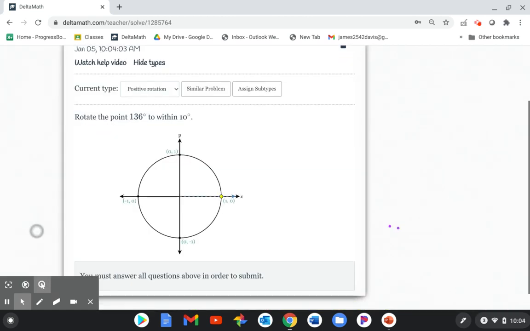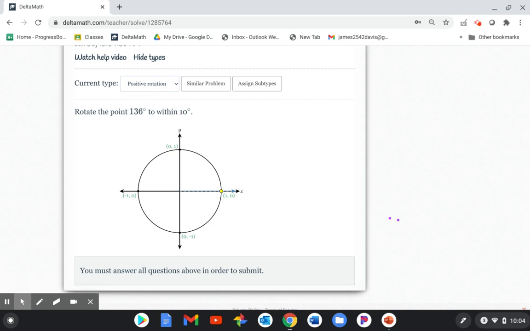So what we're asked to do is rotate the point within 10 degrees. So basically, we're supposed to draw the angle. That's what it means, draw the angle. Rotate the point, saying draw the angle. First section will all be positives.